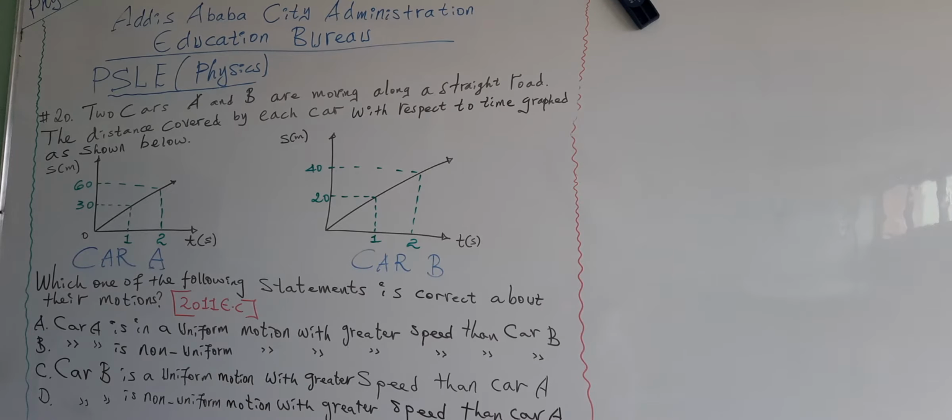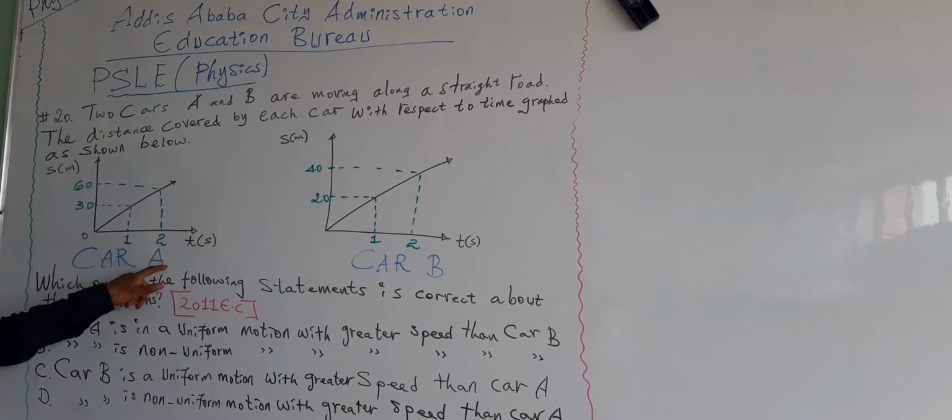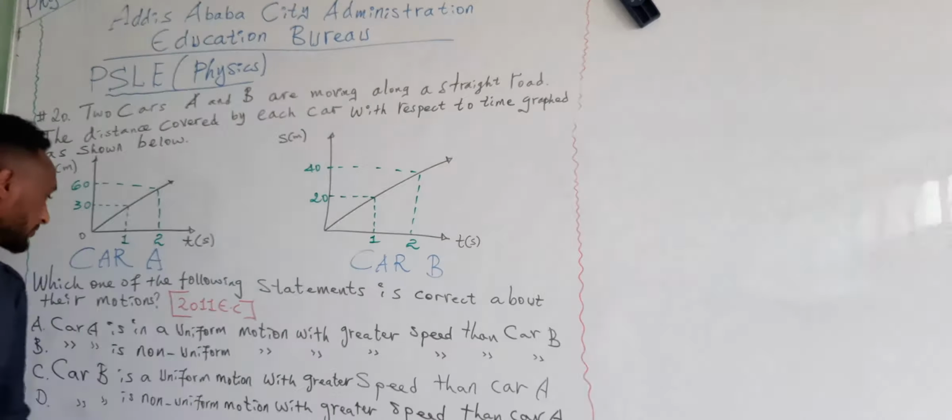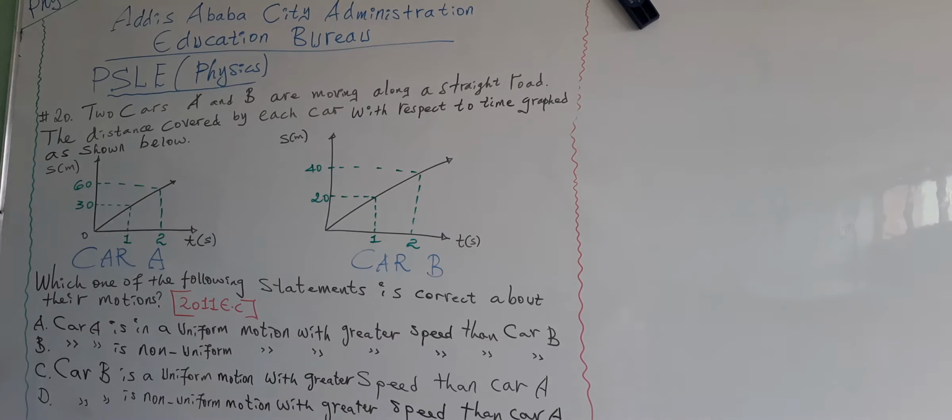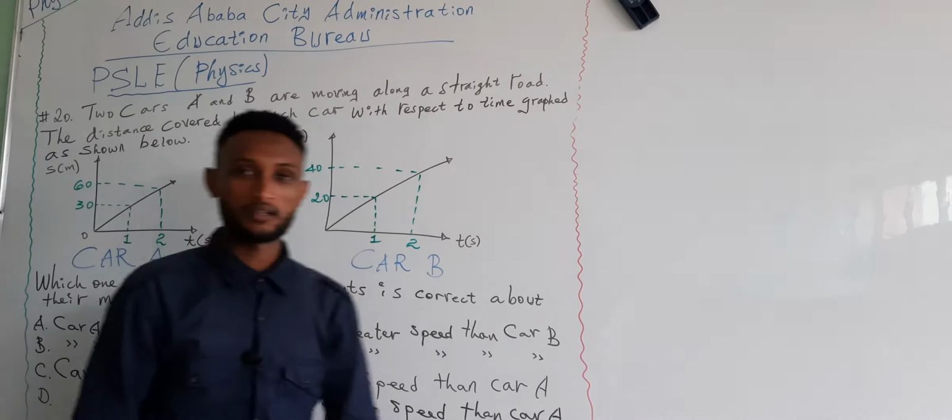The distance covered by each car with respect to time is shown in the graph below: the graph of car A and the graph of car B. Which one of the following statements is correct about their motions?